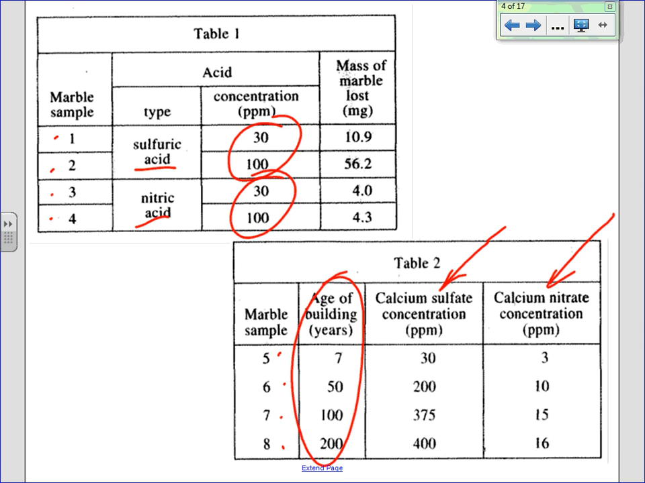If we're looking at table 2, what we're wondering is what is the aim of experiment 2? Why did the scientists do experiment 2? To see if the age of the building affects the calcium sulfate and calcium nitrate. Perfect. To see, does the age of the building impact how much calcium sulfate and how much calcium nitrate is actually on the building? Because what would that tell us about the building? If there's a lot of calcium nitrate or a little, the same thing with sulfate, what would that tell you about the marble that the building is made out of?